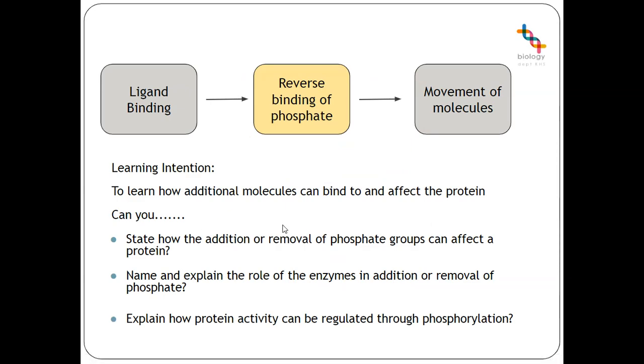So you should know that addition or removal of phosphate groups can affect the shape of a protein depending on the charges between the different R groups of the amino acids, that the enzymes protein kinases are responsible for the phosphorylation of molecules, so they're going to add our phosphates to proteins, and that the enzyme groups protein phosphatases are going to be responsible for the removal of phosphate and returning the protein back to its original state. The protein activity can be regulated through phosphorylation by phosphates either being added to switch on or switch off different proteins, should they be enzymes or hormones or neurotransmitters or anything of that sort.